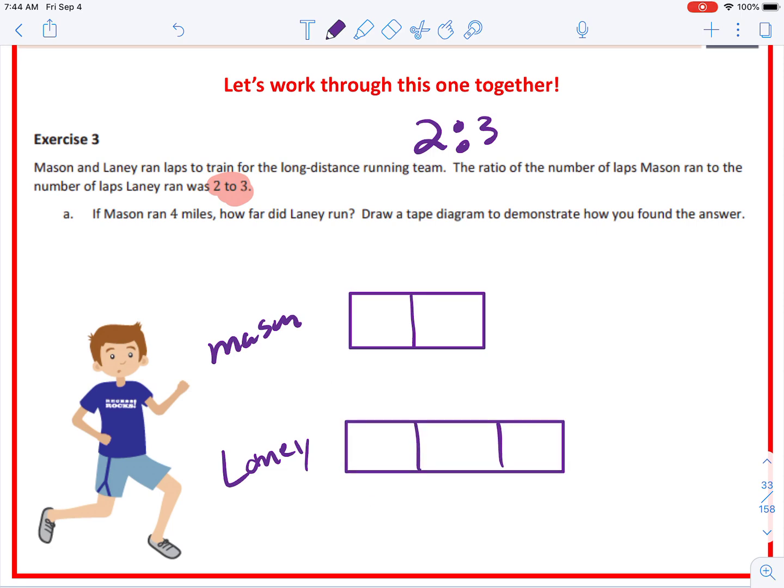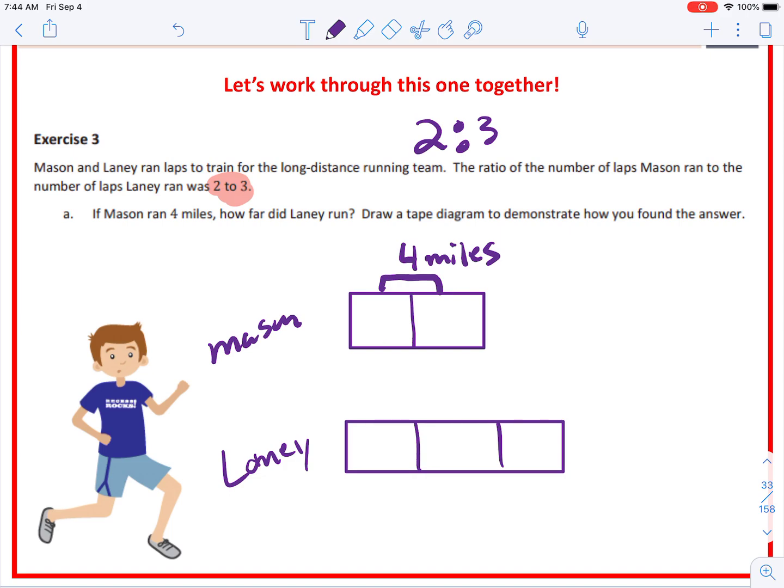Okay, so letter A is asking us, if Mason ran 4 miles, how far did Laney run? Draw a tape diagram and demonstrate how you found your answer. So these 2 units have to equal 4 miles, because that's how much Mason ran. So what do you think is going to go in each of these units?